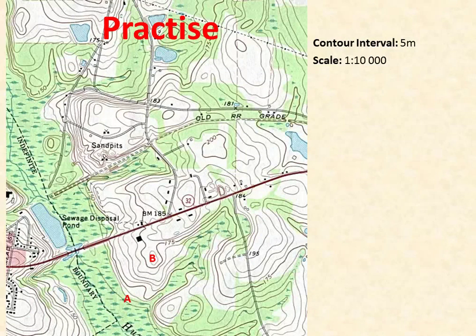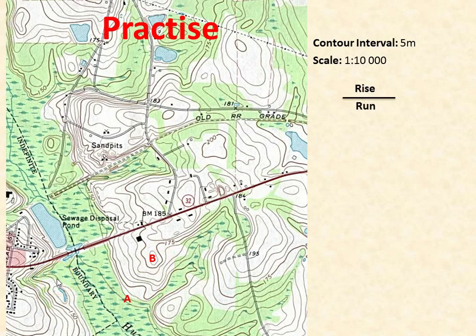Okay, let's practice that. So here we have a contour map. It's important that we note that the contour interval for this map is 5 meters, and that the scale for this map is 1 centimeter is equal to 10,000 centimeters in real life. And we're going to be working between these 2 points here, point A and point B.